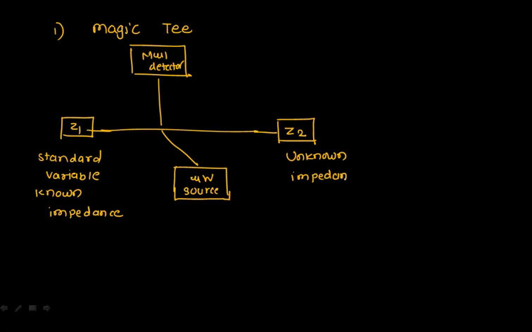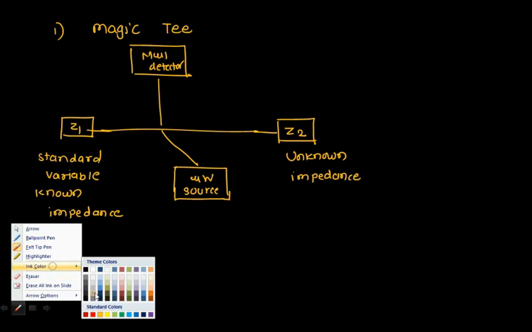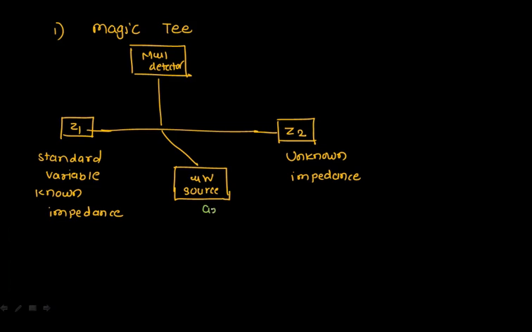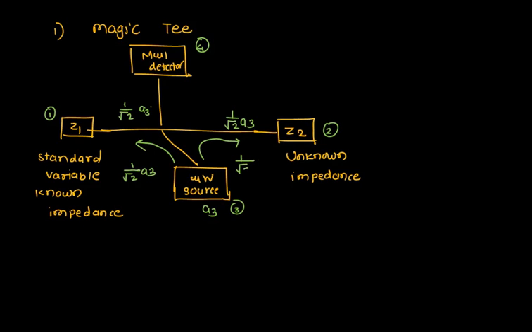Now, you know that whenever you are giving some power, say A3, to port number 3, it gets equally divided into port number 1 and port number 2. Say this is port number 1, this is port number 2, this is port number 3, and this is port number 4. The power will be divided by 1 by root 2 A3 each. So 1 by root 2 A3 will be given to port 1, and 1 by root 2 A3 will be given to port 2.